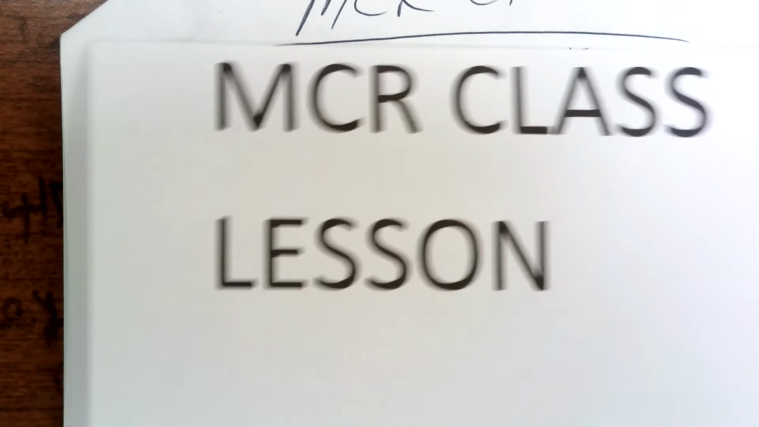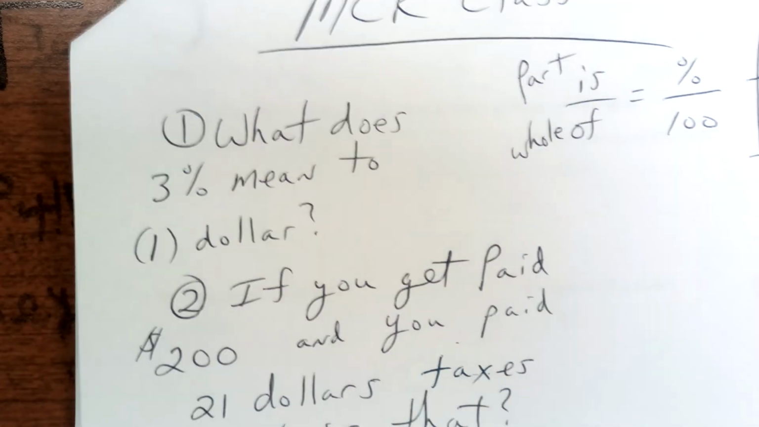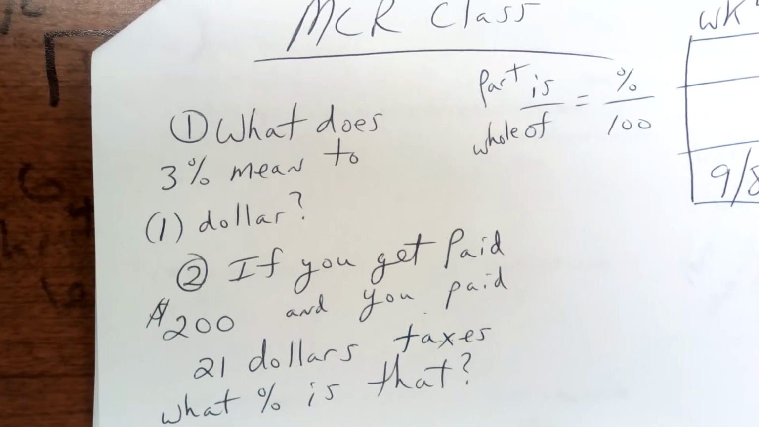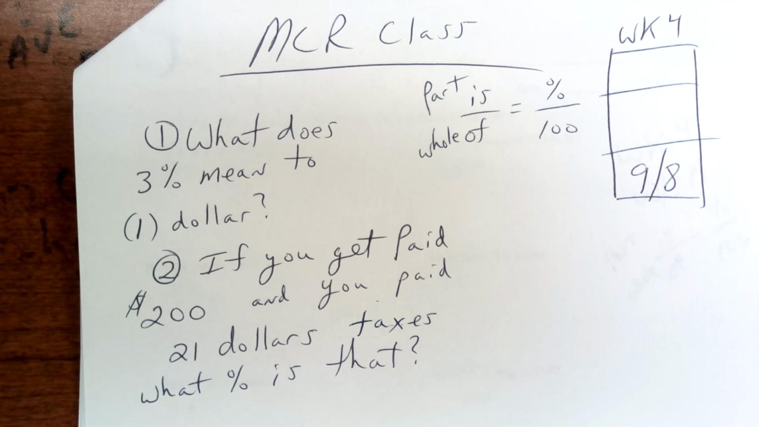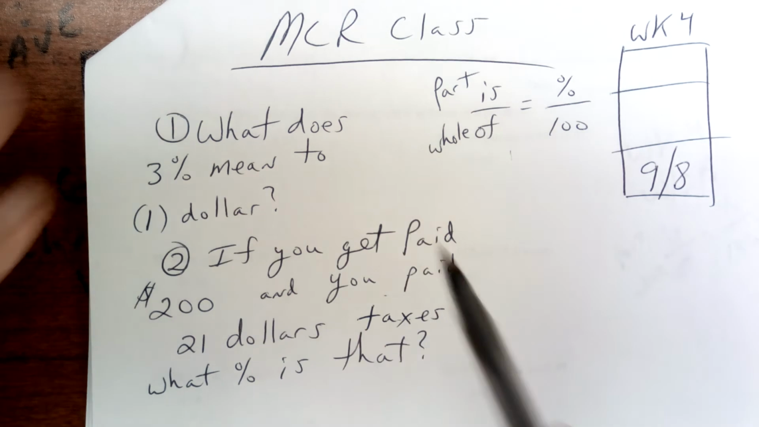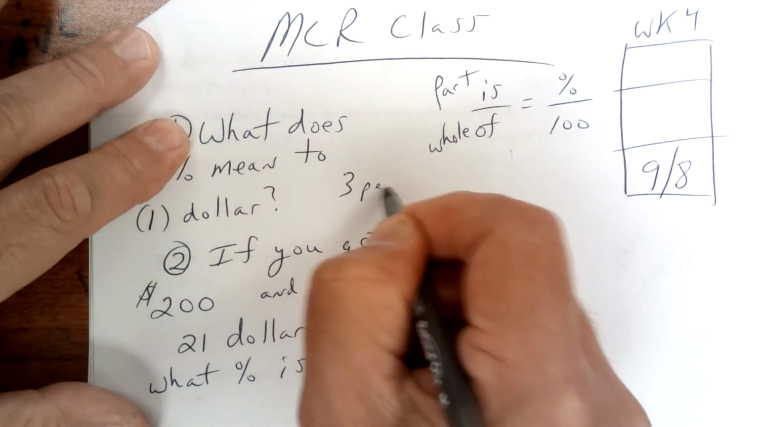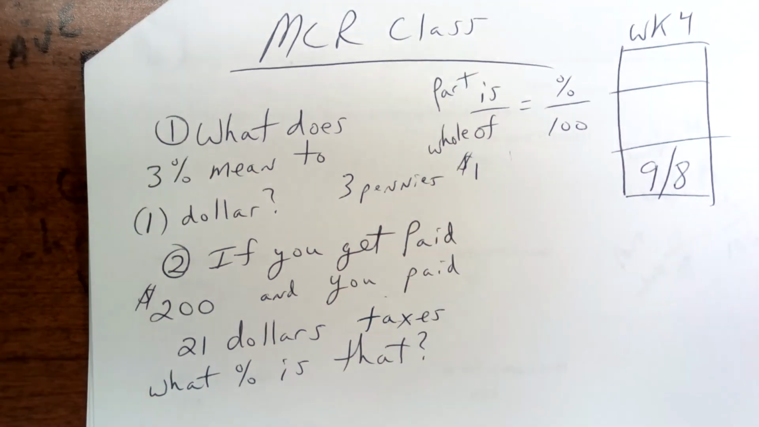All right, we're going to turn our attention now, let me make it a little smaller, to MCR. All right, so your bell work is right here. Let's take a look at it. Copy that down. Let's talk about percentages again. Here we go. Got to memorize this formula. What does 3% mean for $1? That means 3 pennies on every $1 bill. Okay? If it's $2, it's 6 pennies.